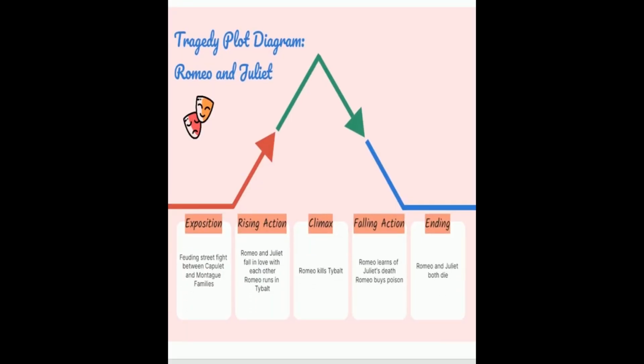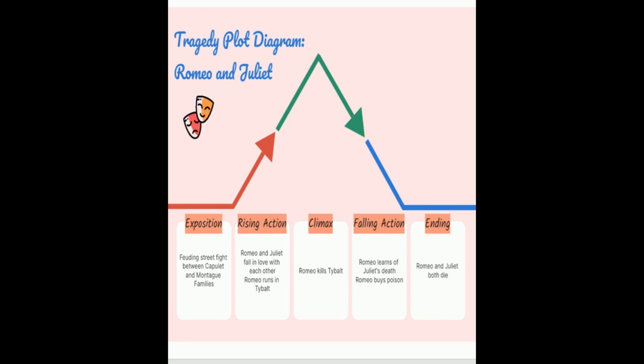Okay, well, let's go ahead and look now at the classic Romeo and Juliet. So, what is the exposition of Romeo and Juliet? Feuding street fight between Capulet and Montague families. The rising action. Romeo and Juliet fall in love with each other. Romeo runs into Tybalt.